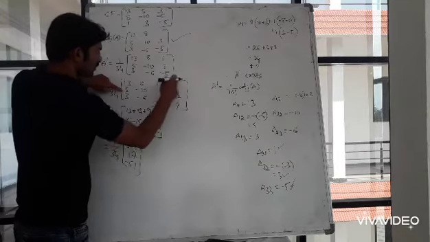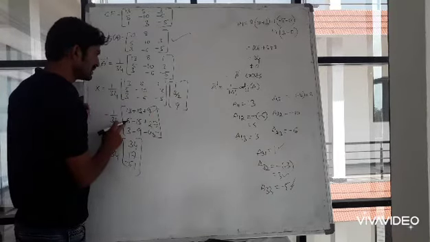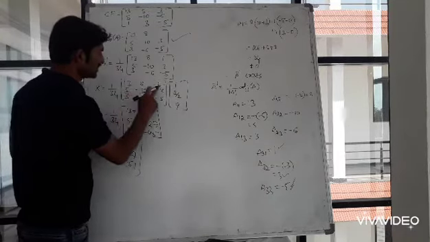Next, second row, column. 5 1s are 5. Minus 10 into 3 by 2 means we get minus 15. Then 3 9s are 27. Okay, second row. Then third row, 3 1s are 3. Minus 6 into 3 by 2, it will be minus 9. Minus 5 into 9, that is minus 45. Simplify this, we get 34, 17, minus 51.